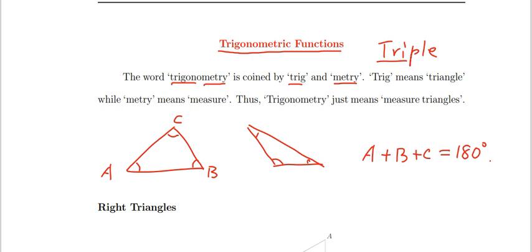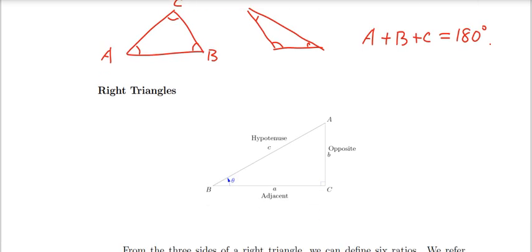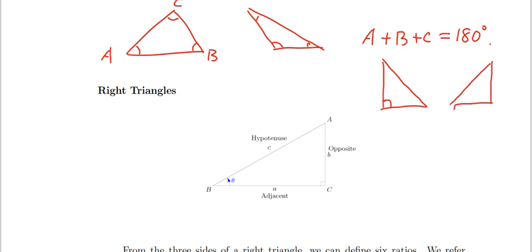We have many triangles, so we start from the simplest triangle, which is a right triangle. A right triangle has one angle that is right, so it can be like this, or like this. We denote this right angle with this notation.